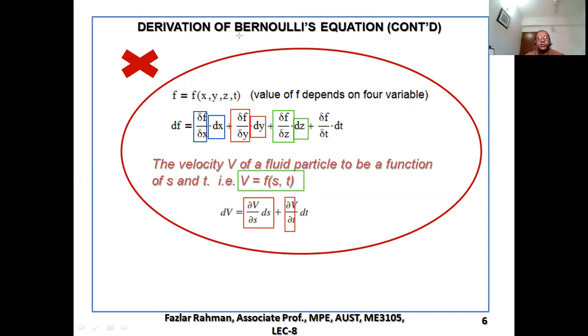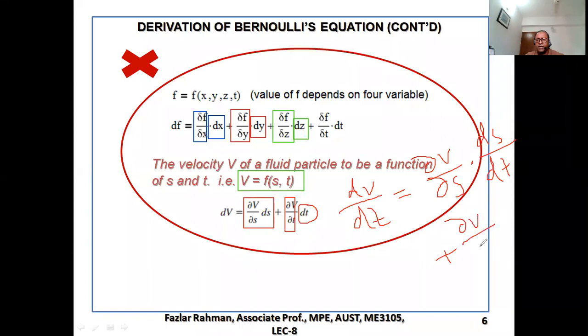Now this equation, if I divide both sides by dt, then what are we getting? We are getting dv by dt equal to del v by del s into ds by dt, right? Plus del v by del t, this dt will be out. Now you see this term, the partial derivative of velocity with respect to time. This will be zero because we think that the flow is steady flow. So there is no local acceleration. So we'll assume this is zero.